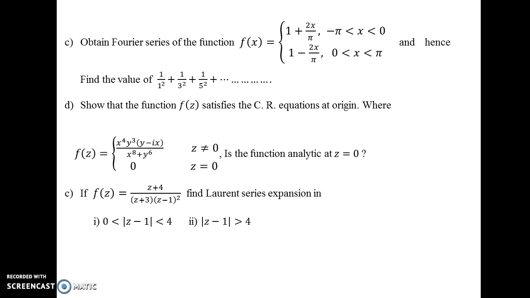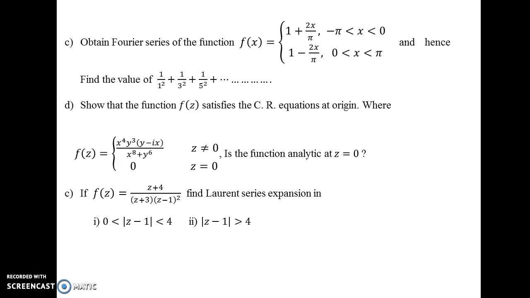C part. Obtain the Fourier series of function f(x) equal to 1 plus 2x upon pi for minus pi to 0 and 1 minus 2x upon pi for 0 to pi. And then find the value of this one. And for Fourier series, first check the given function is even or odd function. Write here x equal to minus x, we get this given function is an even function. That means bn will be equal to 0. So first you should write the formula for bn, and then write due to the odd function, that means f(x) sin(n pi x upon l) is odd, so the given integration is 0. And then find the value of a naught and an, and put the appropriate value of x, we can solve this one.